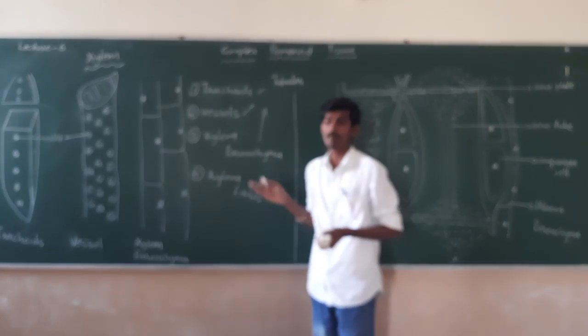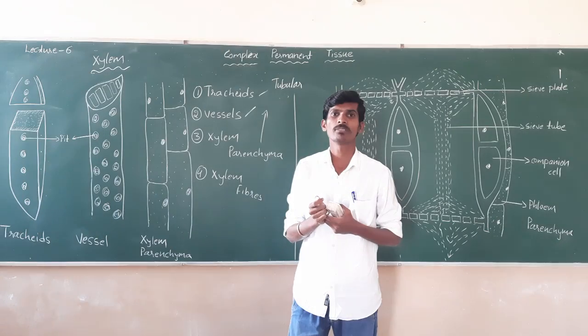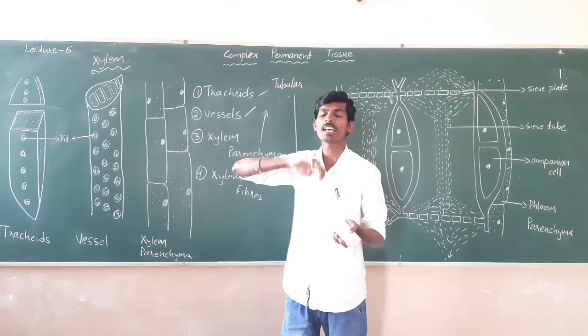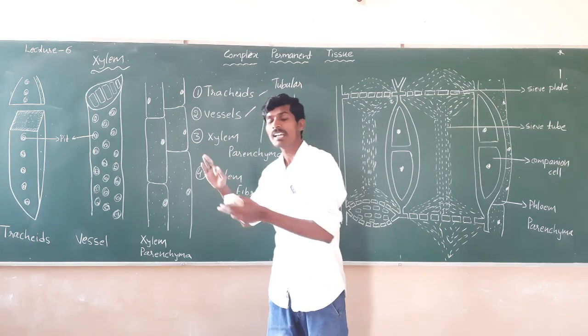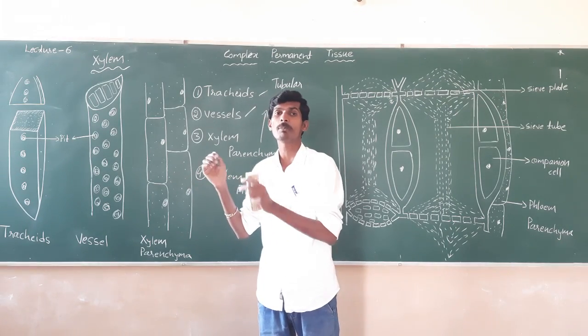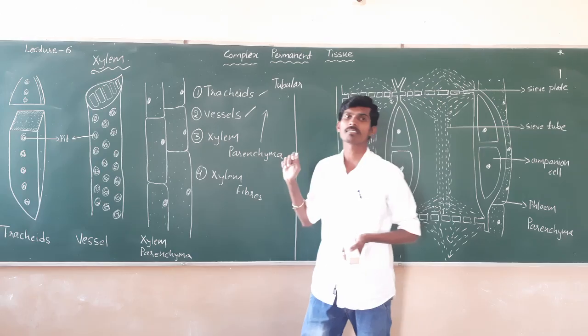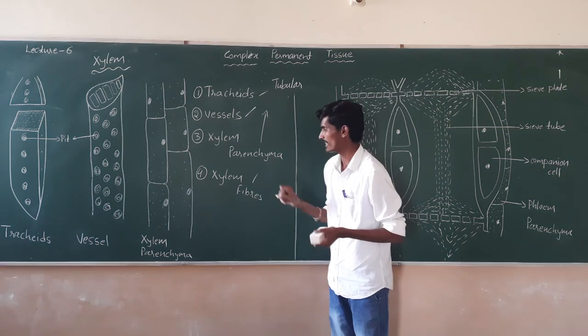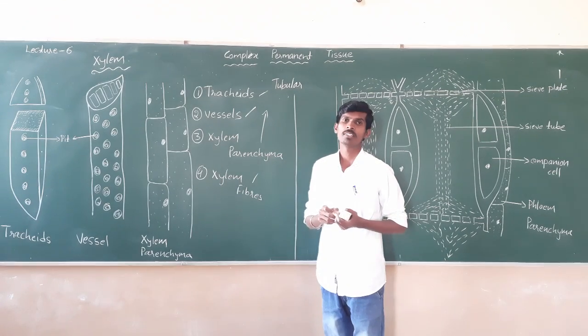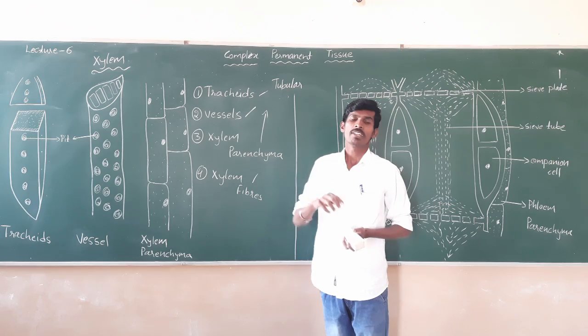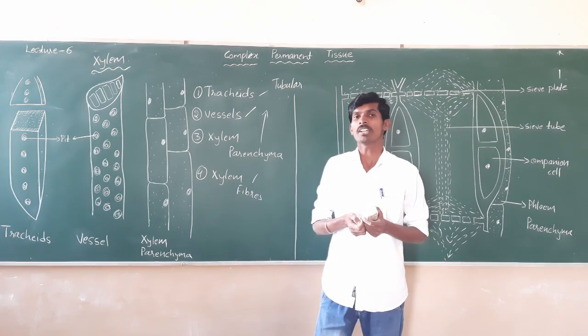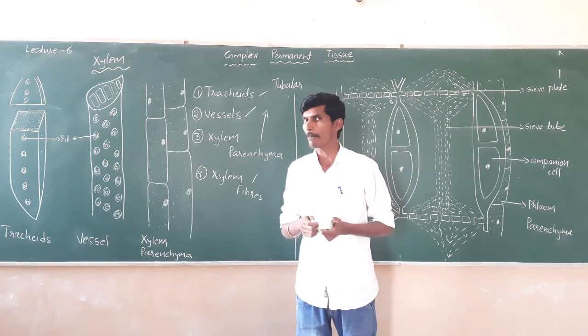The xylem parenchyma stores the food. The stored food is helpful for conducting materials to the neighboring cells. The last one is the xylem fibers. It is supportive in nature, or supportive in function.